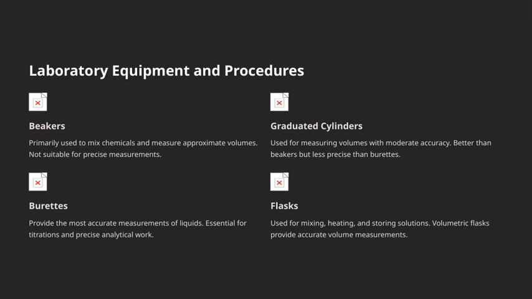Finally, we have flasks. These are used for mixing, heating, and storing solutions. Volumetric flasks, in particular, provide highly accurate volume measurements, making them ideal for preparing standard solutions. Understanding the proper use of each piece of equipment helps ensure accurate results and safe lab procedures, which ties back into our overall theme of conducting reliable and precise experiments.